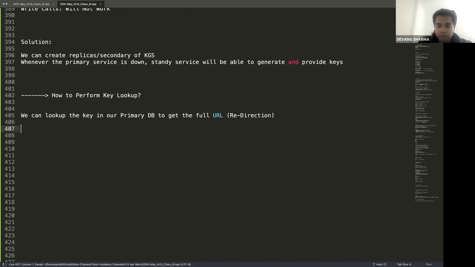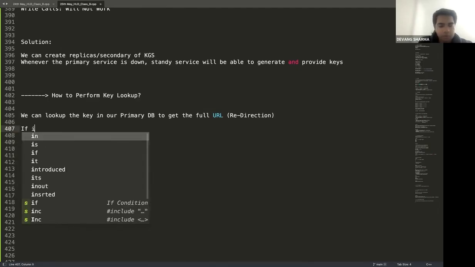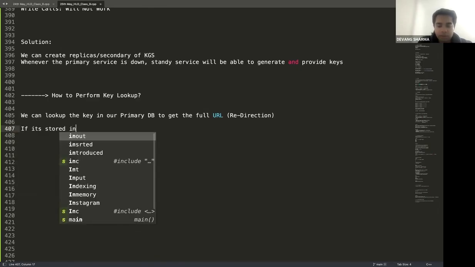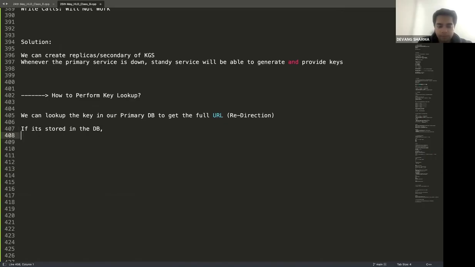And two possibilities. One moment, I'll answer a question. If it's stored in the database, send the stored URL, which is the long URL. Okay.